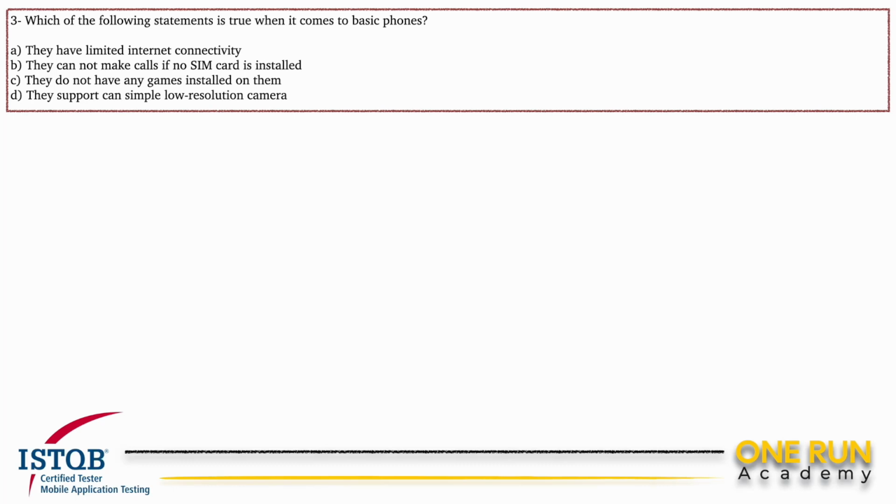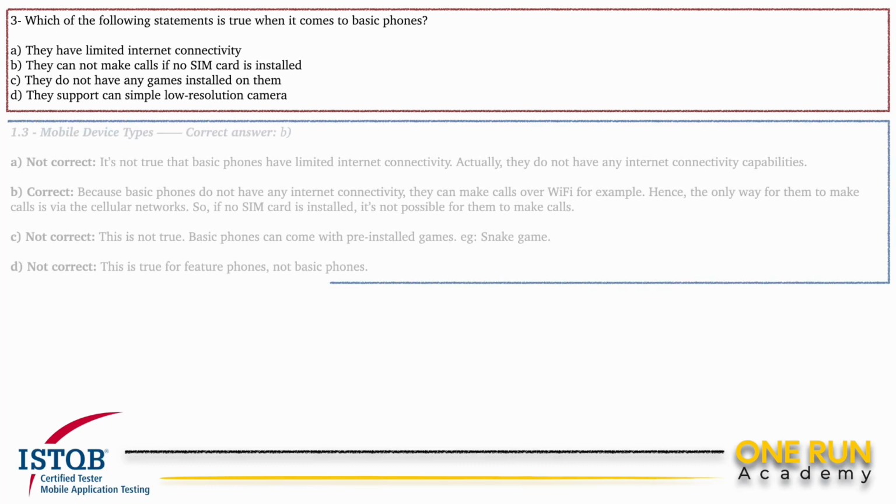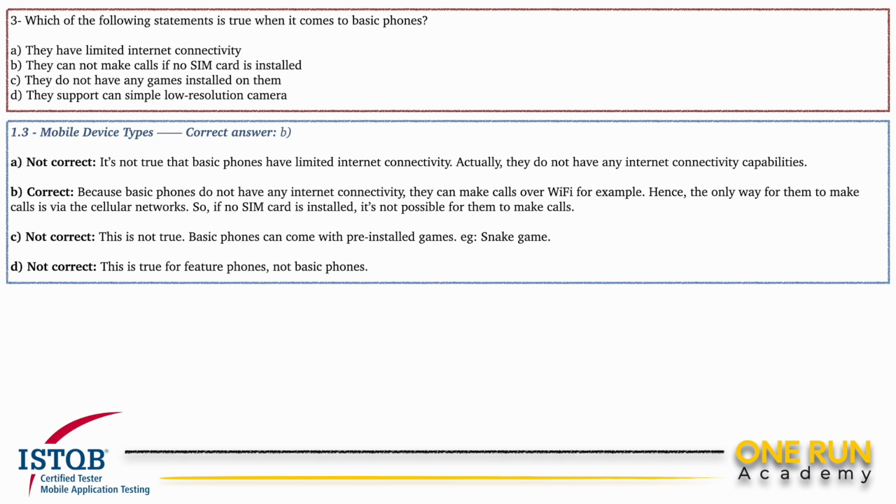So this one is a very simple and straightforward question, and an easy one too. So let's verify each statement and see whether it applies to basic phones or not. Option A is of course not true, as basic phones do not have any internet connection capabilities altogether. This option actually resembles feature phones. So option A is out.